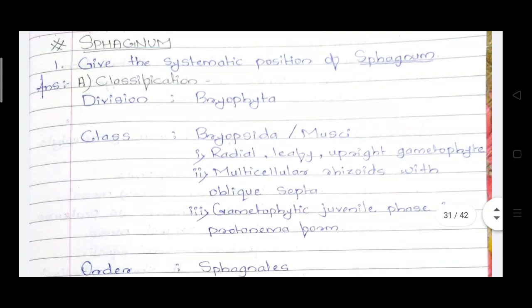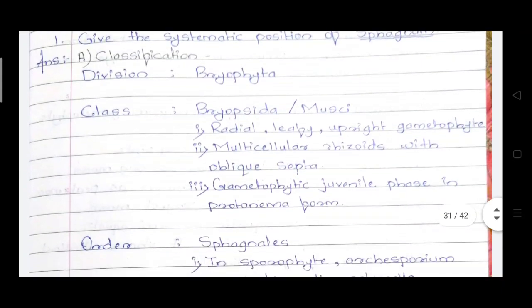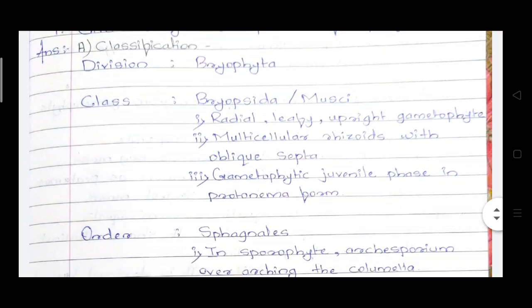Sphagnum is under the division Bryophyta and class Bryopsida, which is also called the mosses. The characters of the Bryopsida are that it has a radial, leafy and upright gametophyte. So the plant body in the Bryopsida is radial, it is a leafy bryophyte, and they have an upright position of the gametophyte.